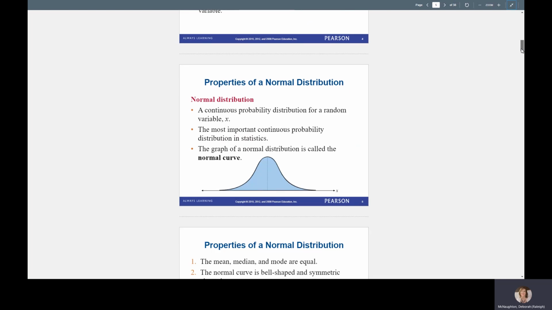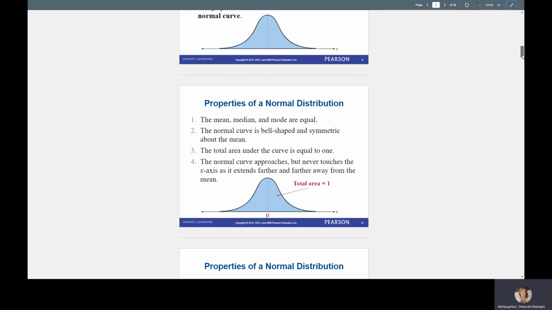So you guys have all seen the normal distribution before. It is a continuous probability distribution for a random variable x, and probably the most important continuous probability distribution in statistics. And the graph of the normal distribution is called a normal curve. So this is where I said you guys have seen this before. It's a bell-shaped curve.